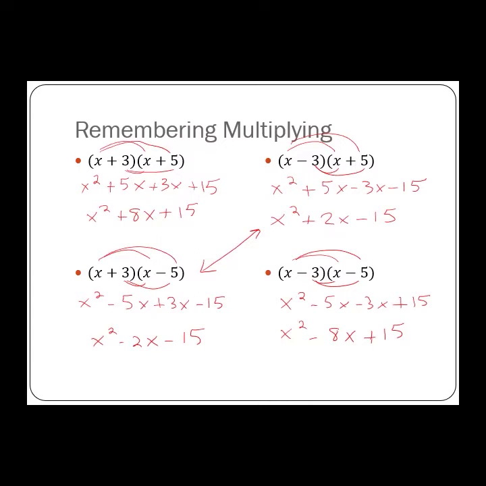So this is going to be the pattern we're going to look for. I'm always going to focus first on that last number. If the last number is positive, they had to have the same sign, because a negative times a negative is positive, and a positive times a positive is positive. If that last term is negative, they came from factors with different signs. One was positive and one was negative. And then next I'll look at the middle to figure out whether they should be positive or negative.